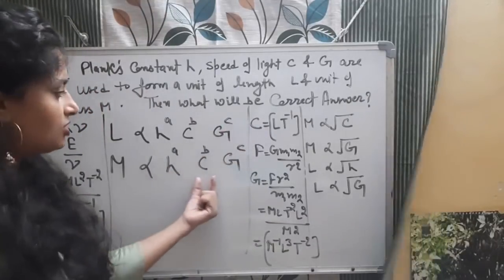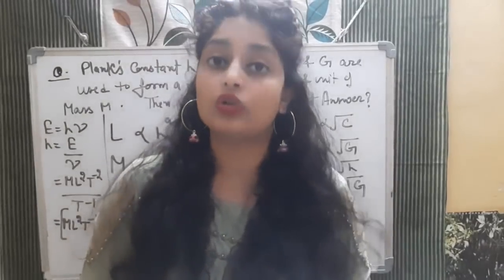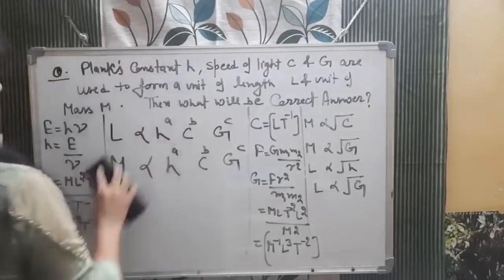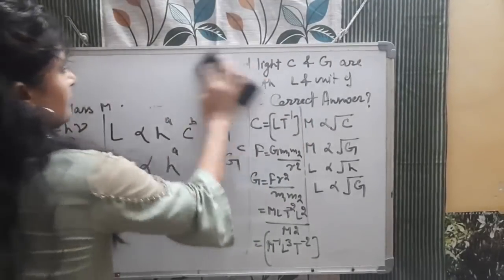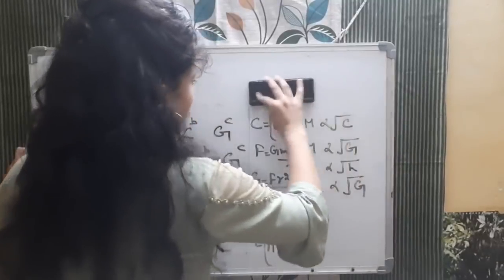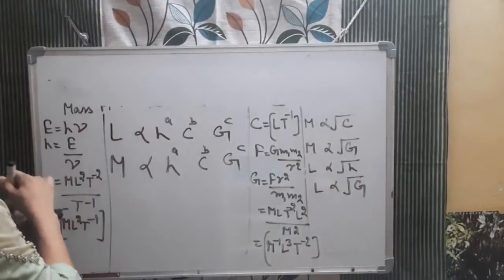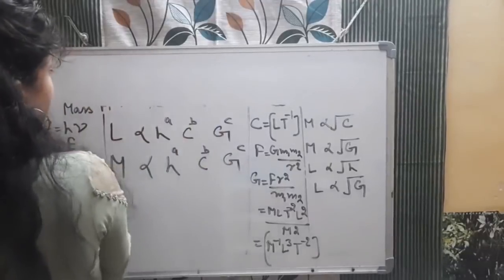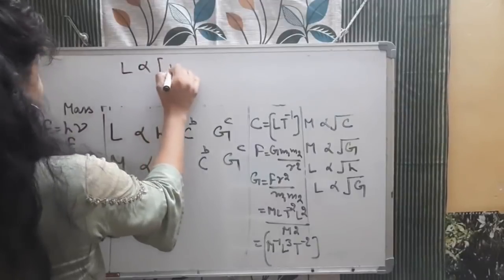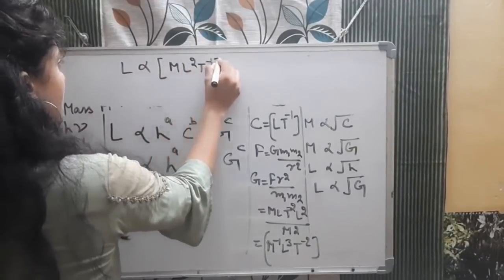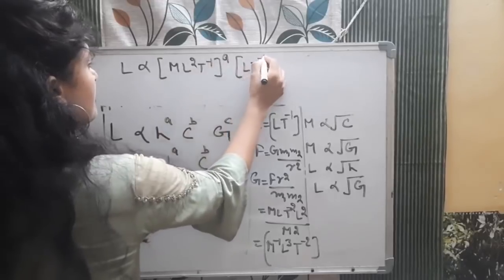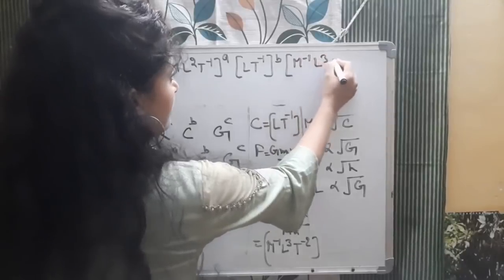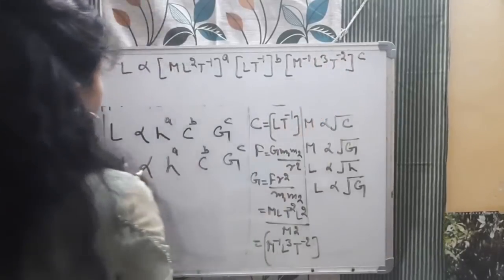Now you need to put in the dimensional formulas, compare the powers from both sides and calculate a, b, c. Now I am erasing this extra part, because my board is small, and I will write the options. First part we will solve first. L is directly proportional to h, M L^2 T^-1 to the power a, c, L T^-1 to the power b, and G is M^-1 L^3 T^-2 to the power c. Now I can erase.